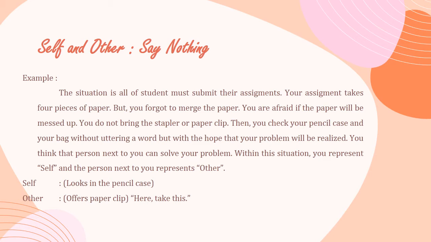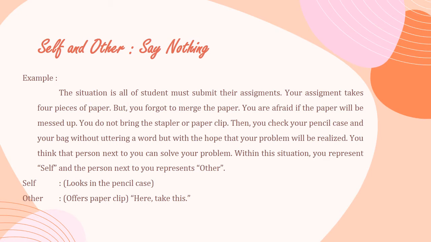The next material is self and other, say nothing. Many people seem to prefer to have their needs recognized by others without having to express those needs in language. Without uttering a word, you have the intention that your problem will be recognized. For example, all students must submit their assignments, and your assignment takes 4 pieces of paper, but you forgot to merge the paper. You are afraid the paper will be messed up. You do not bring a stapler or paperclip. Then you check your pencil case and your bag without uttering a word, but with the hope that your problem will be realized. You think that the person next to you can solve your problem.